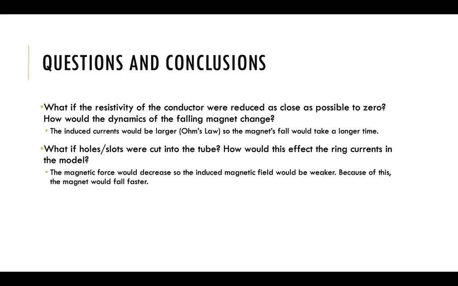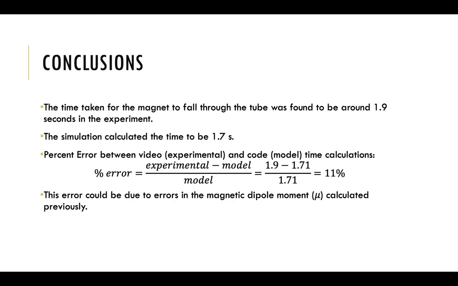What if holes or slots were cut into the tube? How would this affect the ring currents in the model? The magnetic force would decrease, so the induced magnetic field would be weaker. Because of this, the magnet would fall faster than if there were no holes or slots.